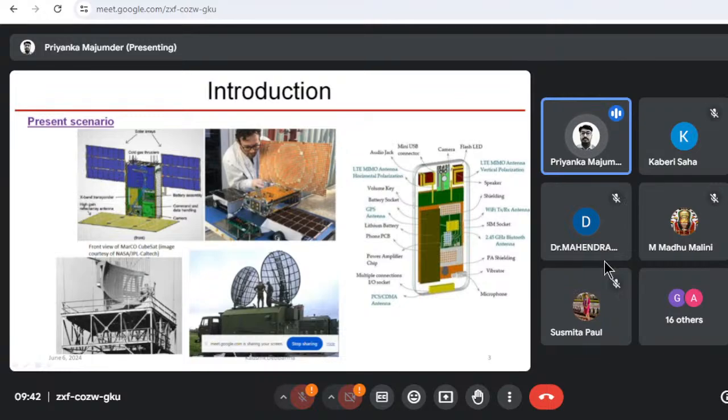And after that, we do have the PCS or CDMA antenna. That is the main antenna which communicates with your SIM provider, right? So as you can see, there are different types of antennas present in current scenarios, which are used everywhere, from space to day-to-day communication as well as defense.